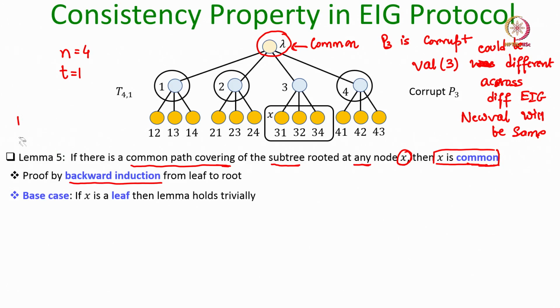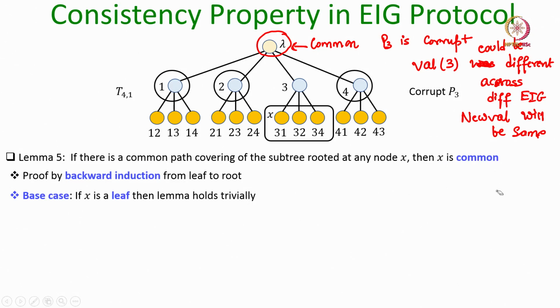So, assume that the hypothesis of the lemma is true for this x, namely there is a common path covering of the subtree rooted at this leaf x. Then the lemma trivially holds, because if there is a common subtree rooted at this x, then what is the subtree rooted at this x? It is the node x only.